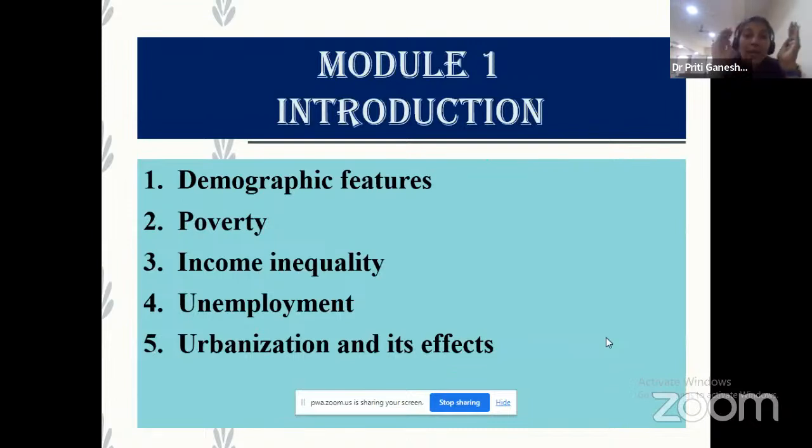सो ये पांचों चैप्टर्स, remember students, according to your paper pattern you can't omit a single chapter. According to me, you have to learn and cover all the chapters from the introduction. आप एक भी question इसमें से मत छोड़ो, आप सब पढ़ना है, because already we are going to leave that 6th chapter of agriculture. So demographic features, poverty, income inequality, unemployment, urbanization. That is question number 2.